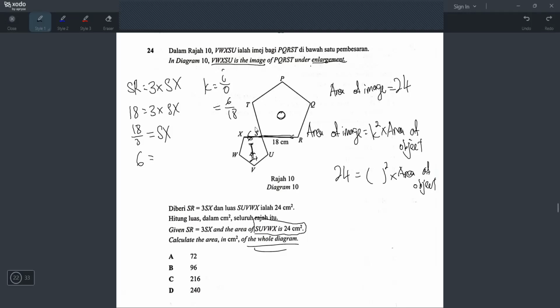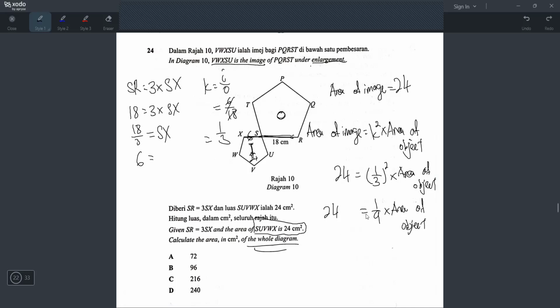Sometimes student, they will, how to say? They will just ambil besar bahagi kecil. No, no, no. You have to tengok siapa image, siapa object. So image is 6 and the corresponding side for this is the SR panjang. So 6/18 cut is 1/3. So the scale factor is 1/3. And 1/3 square will give you 1/9. All right, times with the area of object. So you can calculate area of object.